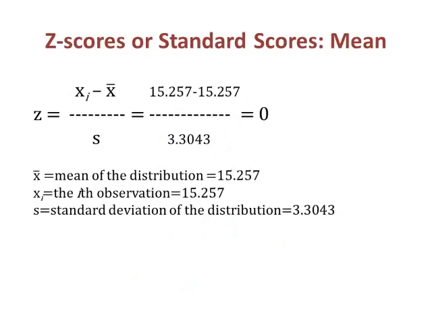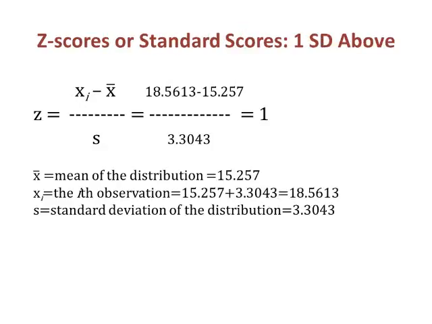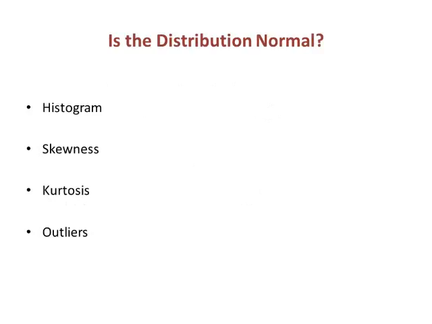The mean of the distribution has a z-score of 0. The z-score of a point one standard deviation above the mean is 1. The z-score of a point 1 standard deviation below the mean is -1. All this information is useful, but we have yet to address a key question. Is the distribution of points normal?